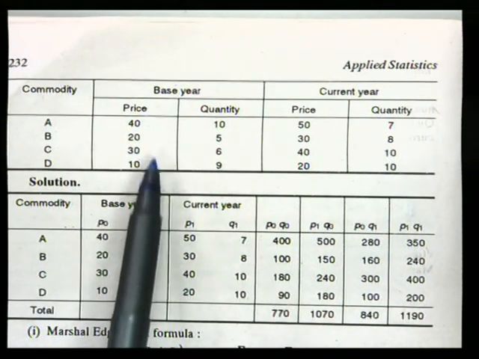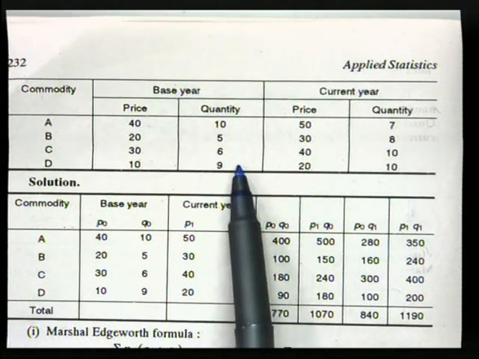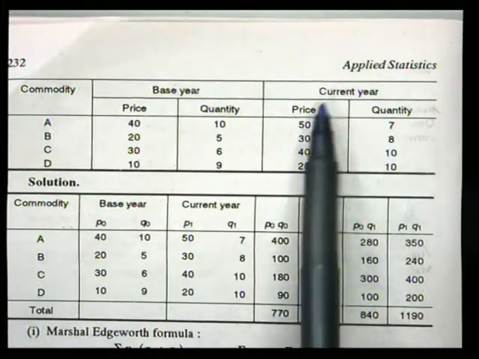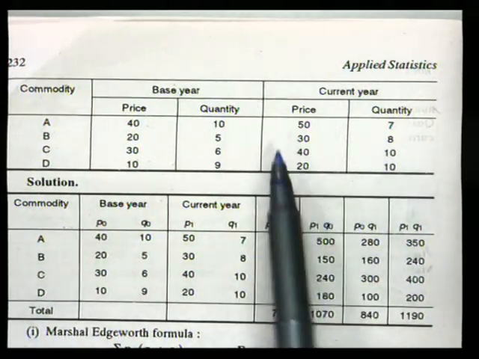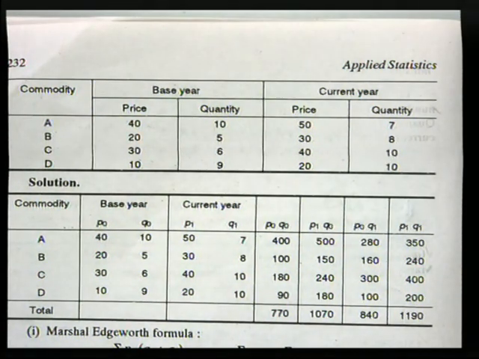Base year quantities are 40, 20, 30, 10, etc. The quantities like 10, 5, 6, 9, etc. for the base year are given. In the same way, price and quantities for the current year are also available. You can see on the screen. So we have to find out Marshall Edgeworth, Fisher's, etc.